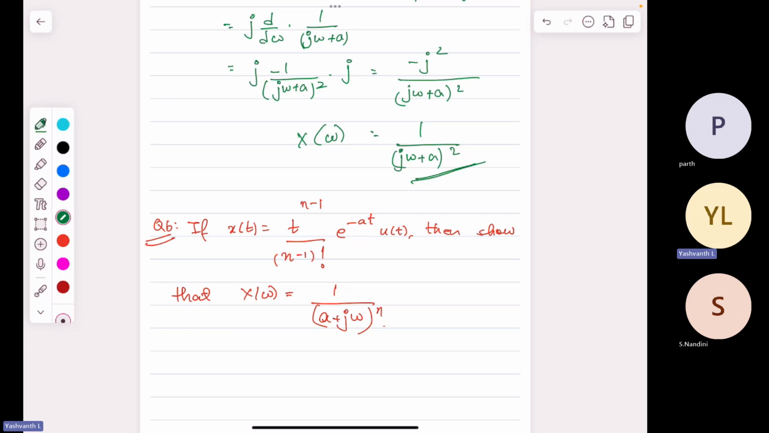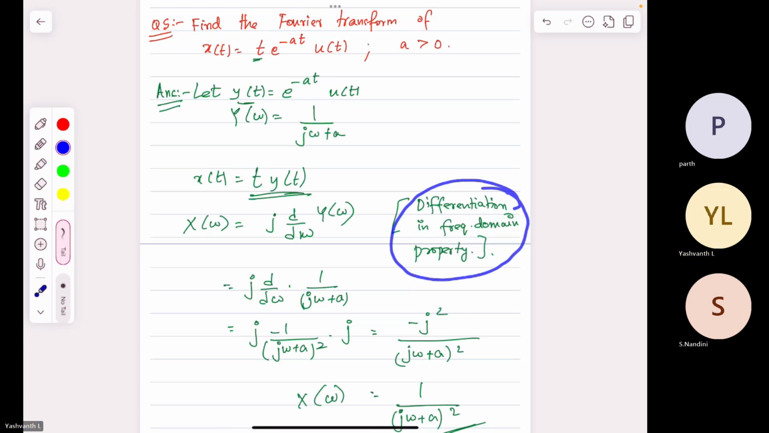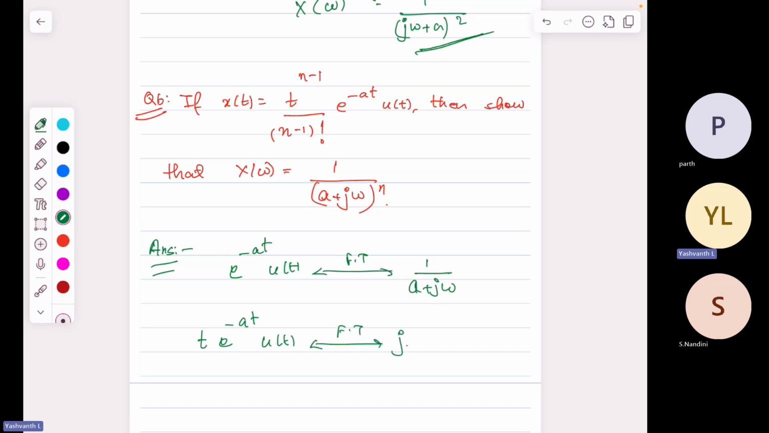Now at least the procedure must be clear. How did we solve question 5? We used the differentiation property in the frequency domain, and we will do the same for 6. So the answer: what we know is that e power minus at u of t has the Fourier transform 1 by a plus j omega. Now what will we do? Differentiation property. Therefore, t into e power minus at u of t will have the Fourier transform j into d by d omega of 1 by a plus j omega.